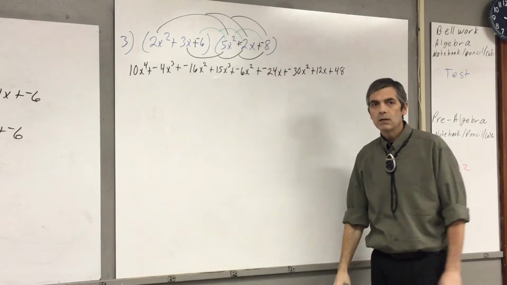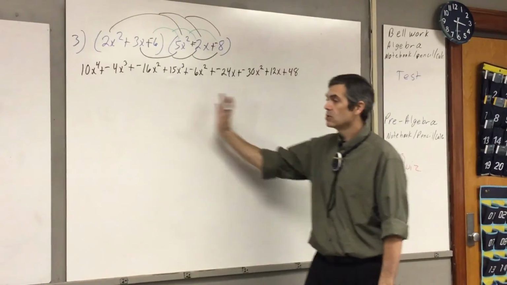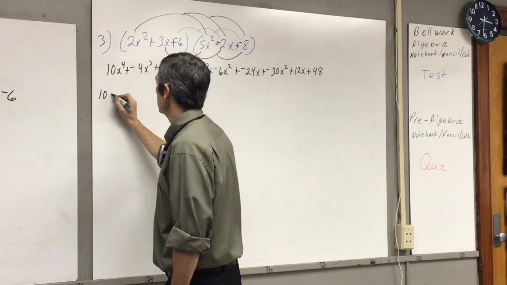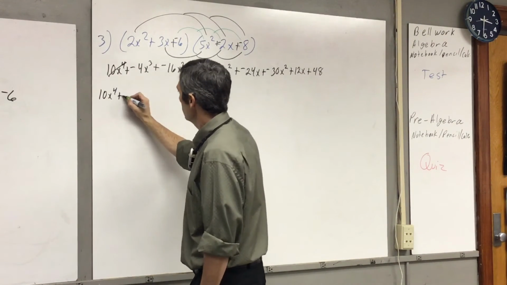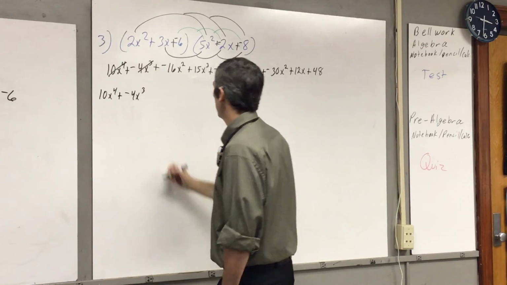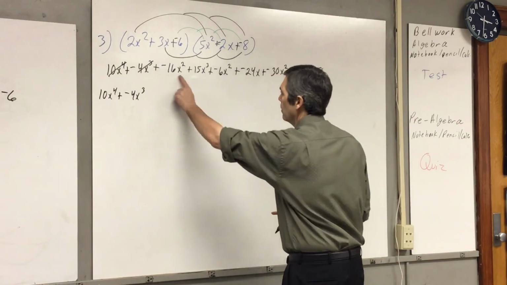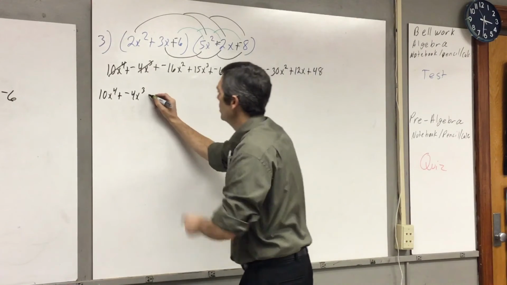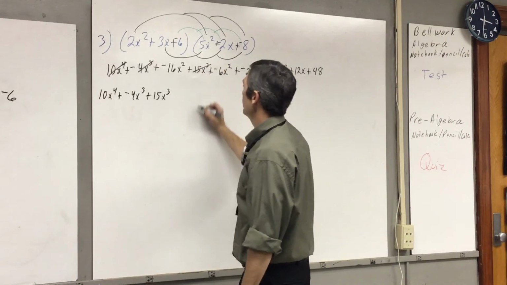And now you need to come in here and you need to rearrange these because that's a lot of terms in there. All right? So here, 10x to the fourth, that's that one, plus negative 4x to the third, that's that one. I'm going to check, are there any more x's to the third? That's what I'm going to look for. There's one right there. Are there any others? No? Okay, so plus 15x to the third, I've got that one.